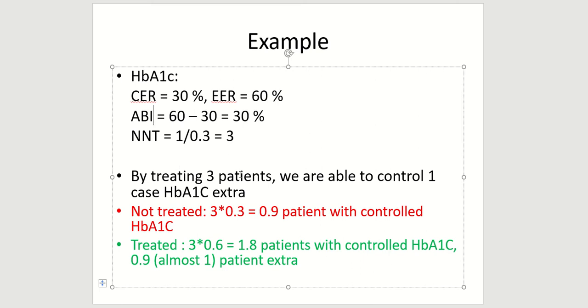That means by treating 3 patients, we are able to control 1 case of HbA1c. Again, the same idea. When you say I'm controlling 1, it doesn't mean that the others are not controlled. No, you're adding 1 additional. So here's the calculation. If I do not treat 3, I expect only 0.9 will be controlled HbA1c. By treating, the rate goes to 60%, so that's 1.8, and therefore I'm adding almost 1 more. Okay? And that takes us to the last setup.